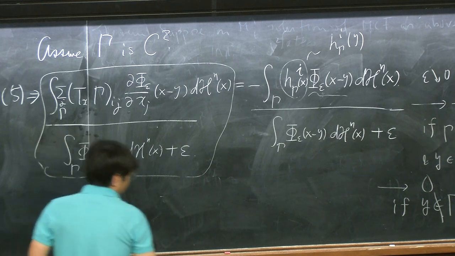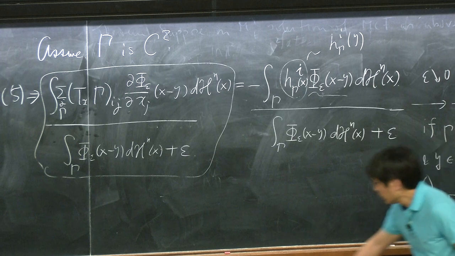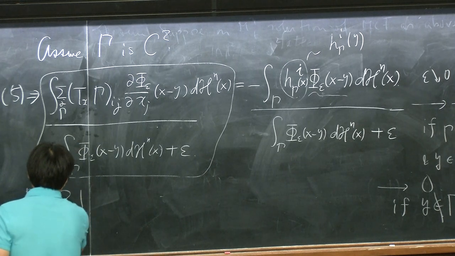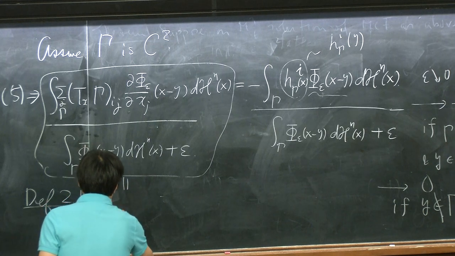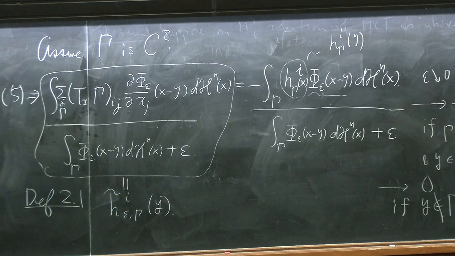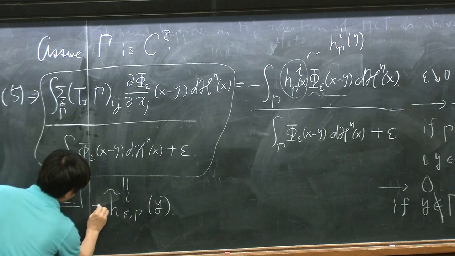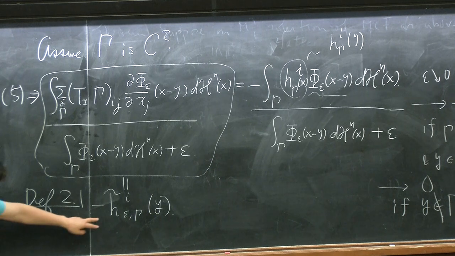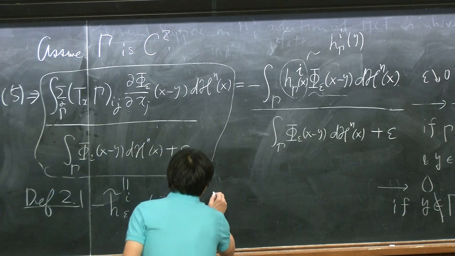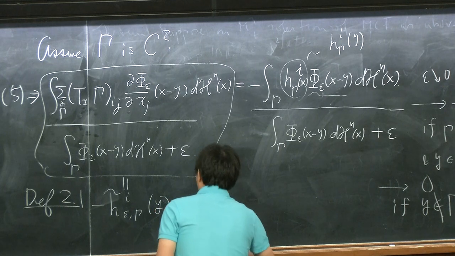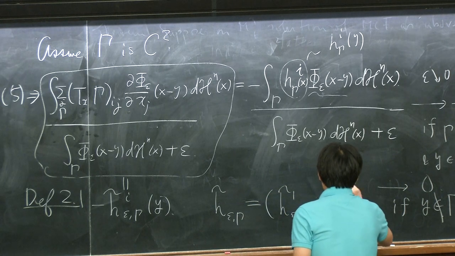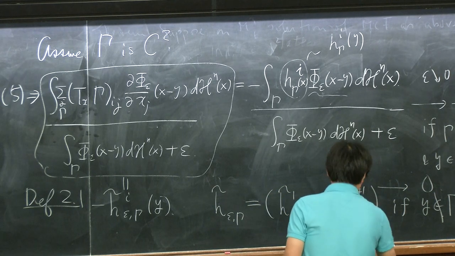So, motivated by this, this is Definition 2.1. I take this as a definition: h tilde i of epsilon gamma of y. Oh, sorry, minus, since we have a minus sign there. So you take this as the definition of my approximate mean curvature vector, the i-th component, and then I define h tilde epsilon gamma to be the vector that has these components.